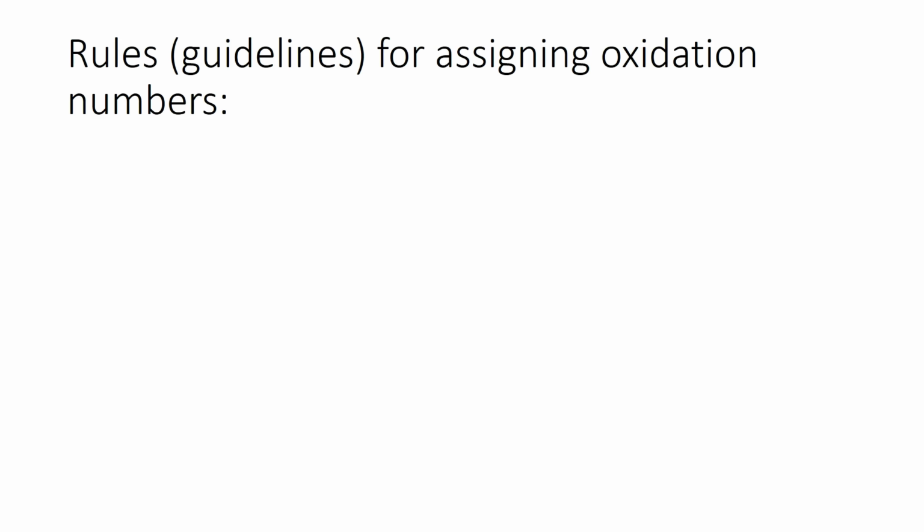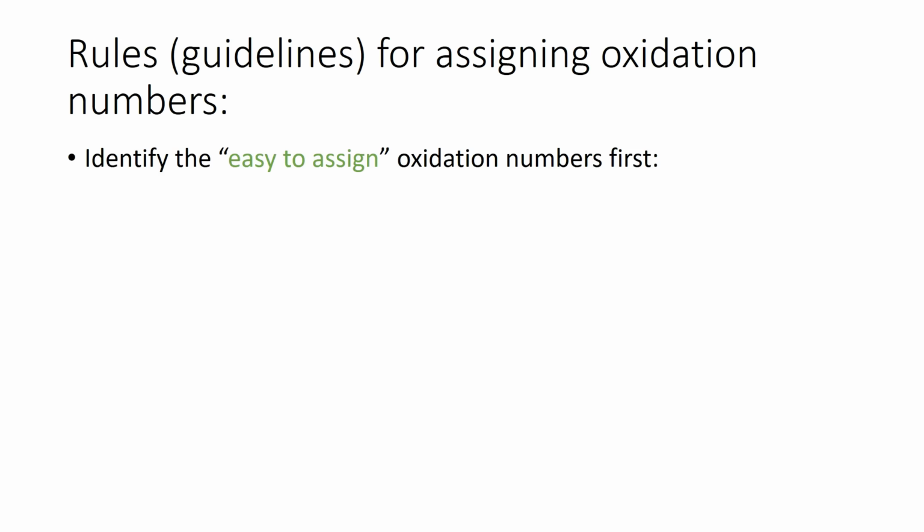We're going to go over some rules or guidelines for assigning oxidation numbers, and we're going to start by identifying the easy-to-assign oxidation numbers first. Essentially, there are some elements that are really easy. We just see them and we know, oh, that's oxygen, it's going to be -2. Oh, that's an alkali metal, those are all +1s. Those are our easy-to-assign ones.